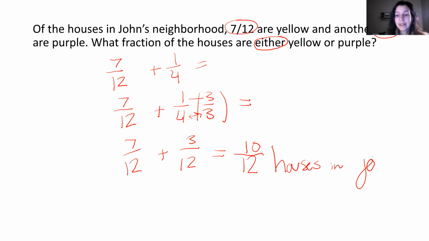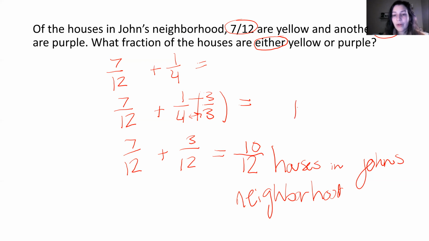So what this implies is that there are 2 out of 12 houses that are not yellow or purple, if you were asked a follow-up question on this specific word problem. I got that just by knowing that 12 out of 12 is equal to 1, representing the whole neighborhood. So there's 12 houses, 10 of those are either yellow or purple, so the remaining 2, i.e. 12 minus 10 equals 2, have to be not yellow or purple.